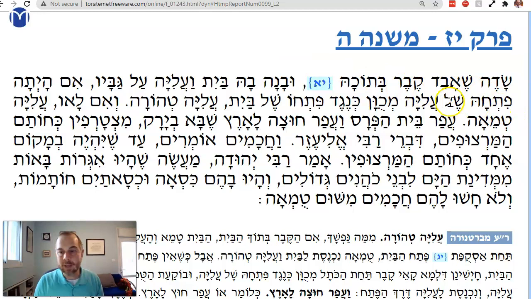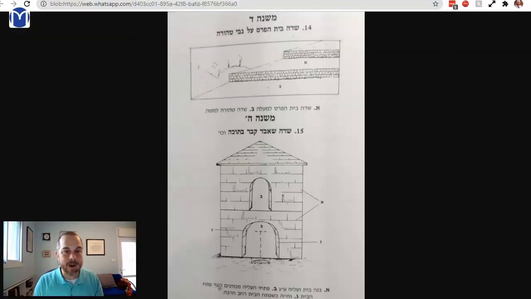Im hayta pitcha shel aliyah michuvan keneged pitcho shel habayit. If the entrance, the door of the loft, is corresponding directly, parallel or above the door of the house, aliyah tahora, then the loft is tahor. V'im lav, and if not, aliyah tameya, then the aliyah is tameya. So let's look at the picture from Rav Scheinberg.